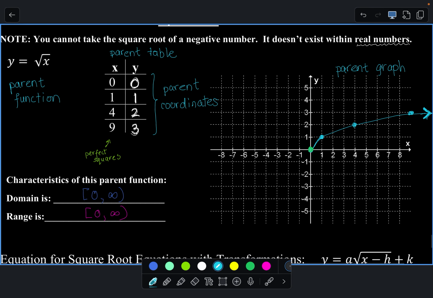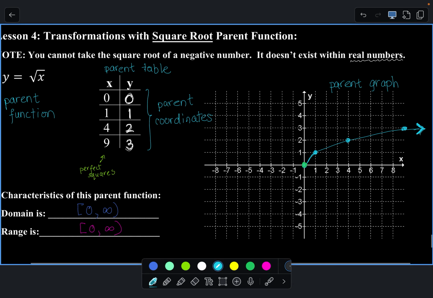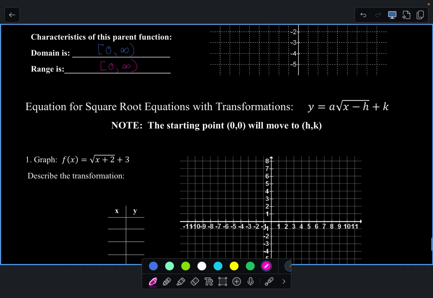All right, so when we take a look at the domain, it goes from 0 to positive infinity. Your range goes as low as 0 along the y-axis and takes off to positive infinity. Now, when we take a look at the equation for square root transformations, we see our good old a on the outside times the square root of x minus h plus k on the outside. So notice that what's in pink are vertical changes. What's in blue is a horizontal change. So your starting point is always going to be 0, 0 for your h comma k.